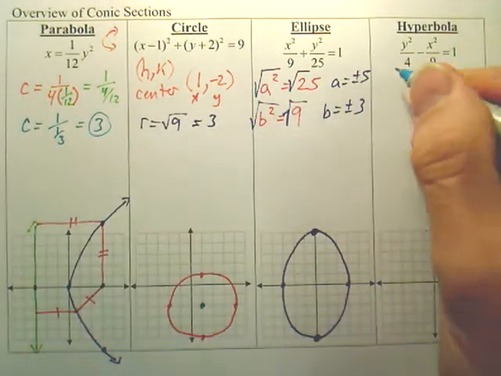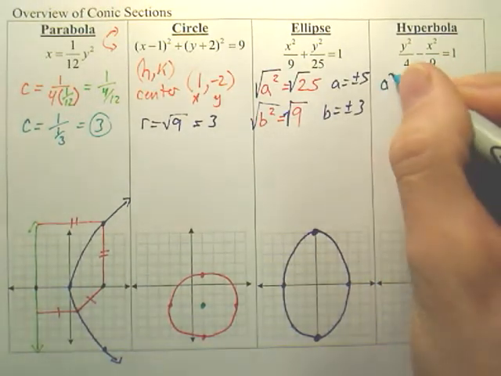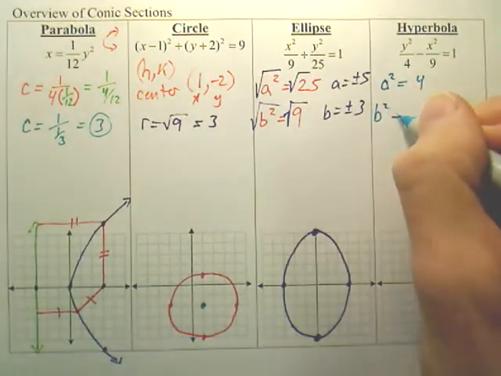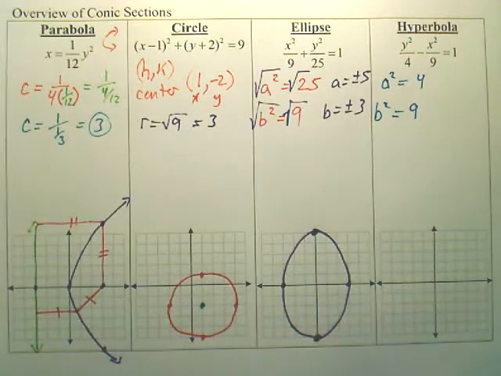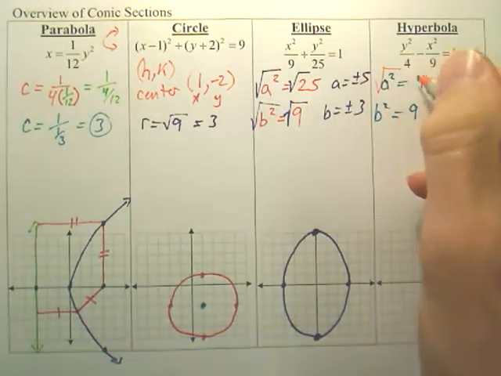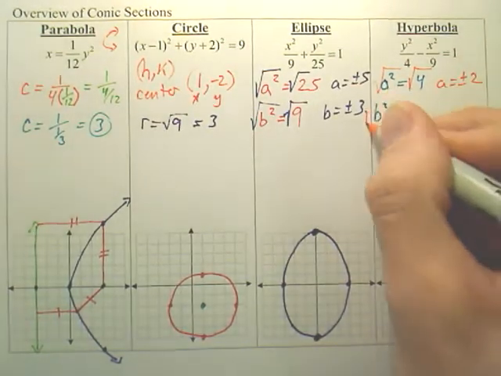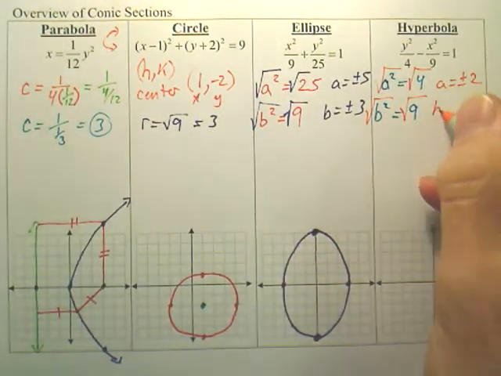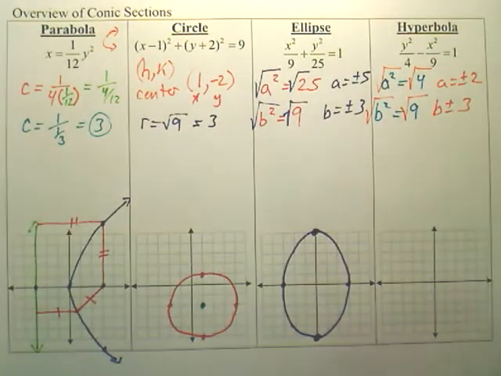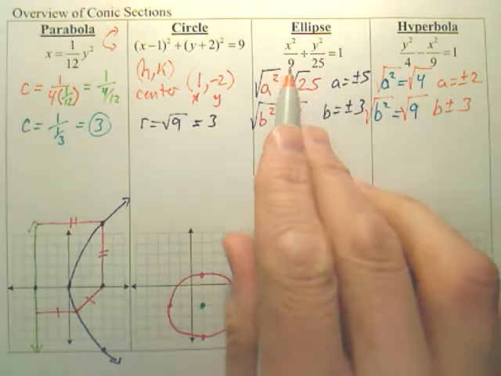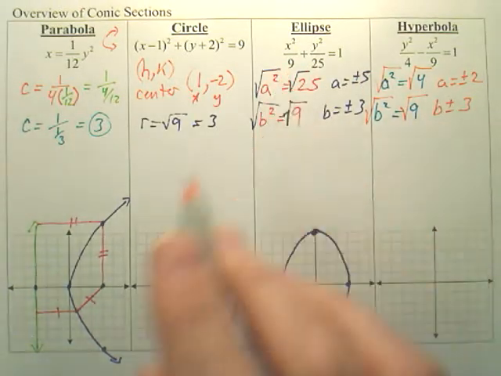And what's important here is your a value is always going to be your first number, and your b value is always the second number. It's different, first and second. People get messed up all the time. And then when we solve these, a is going to be plus or minus 2, and b is going to be plus or minus 3. Again, the a value is always the first, and then the b value is the second. Here, the a value is the biggest, the b value is the smallest.